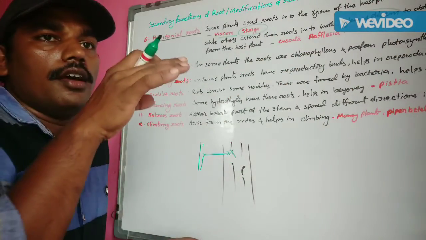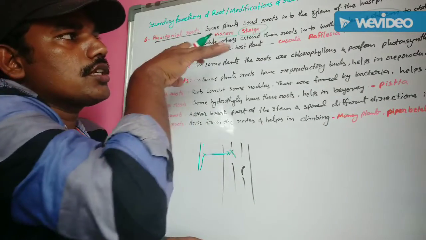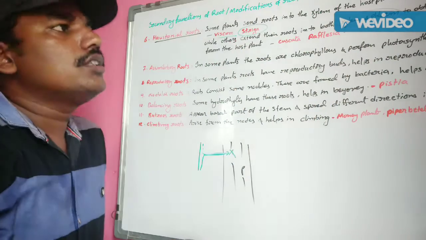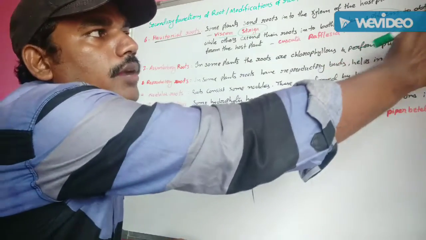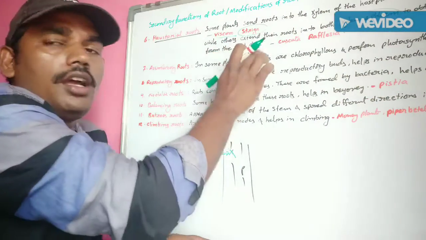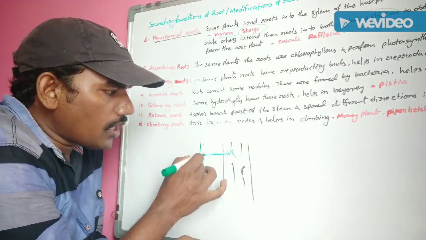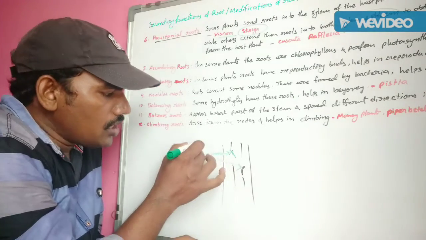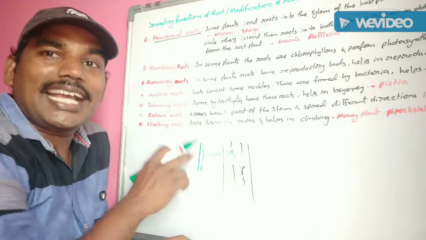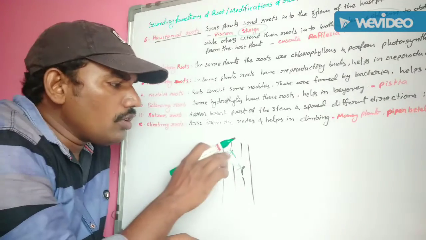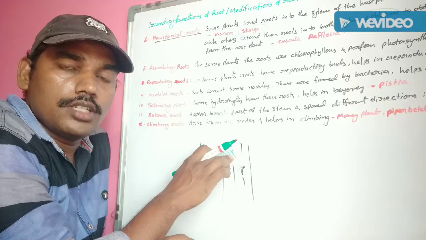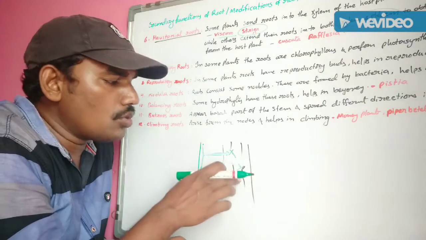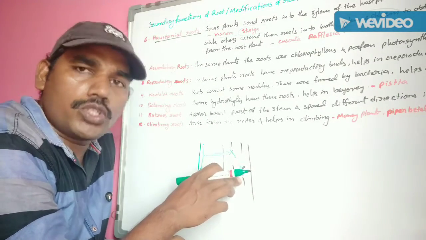Some plants have haustorial roots in contact with the xylem and phloem of the host organism. So these plants obtain both water and food materials from the host plant. That means these plants contact the xylem and also the phloem. So these plants are known as complete parasites because not only for water and minerals, they also depend on the host for their food materials.